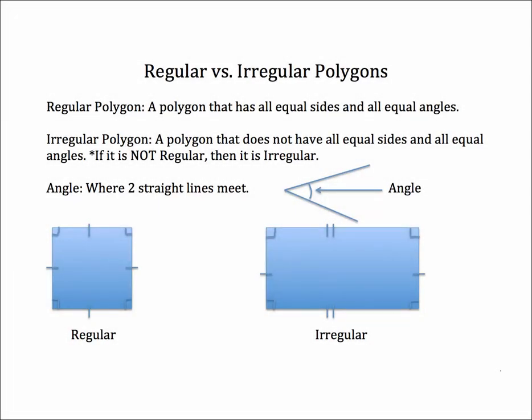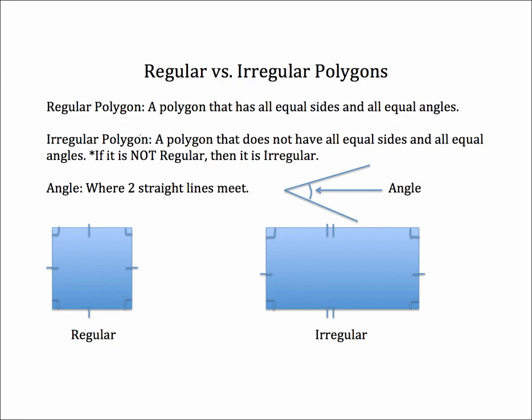Now that we know what a polygon is, we can look at what makes a polygon regular or irregular. So a regular polygon is a polygon that has all equal sides and all equal angles. An irregular polygon is a polygon that does not have all equal sides and all equal angles. So just think of it, if it's not a regular polygon, that means it's an irregular polygon.